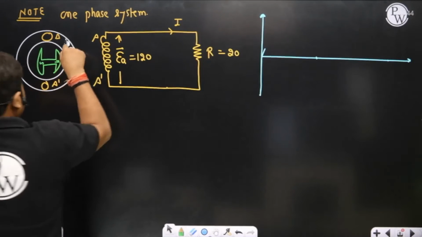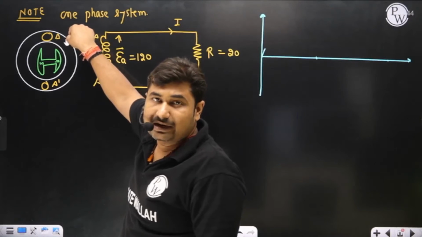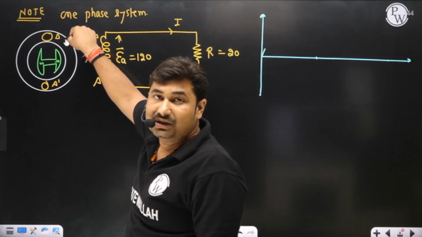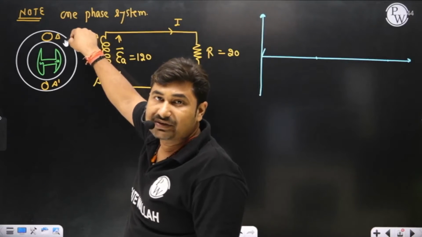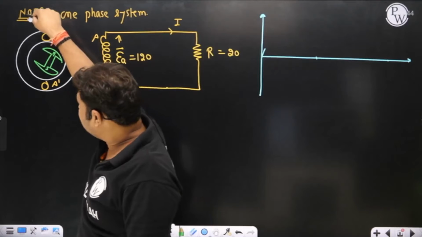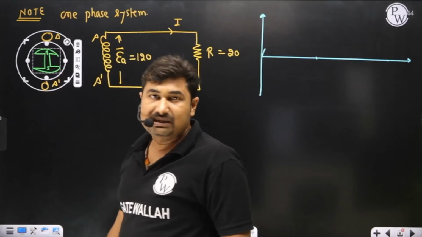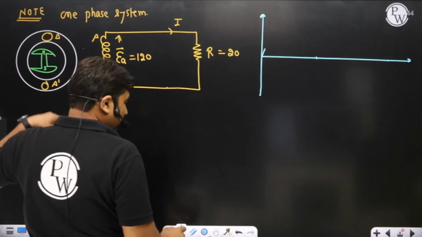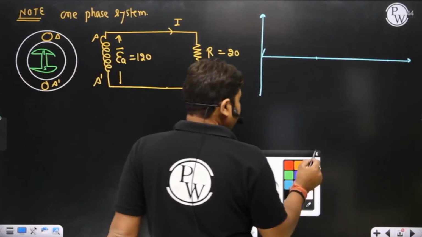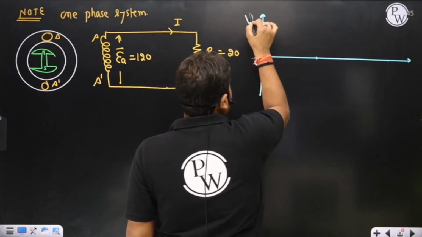Why? Because A and A dash presently are in such a position that the magnetic line of force is moving parallel to the conductor, and therefore from BLV sine theta, the induced EMF is 0. When it reaches here after 90 degrees, the induced EMF will be maximum. So let's take this instant as the reference instant, the first instant. So at omega t equals 0, we have V maximum.